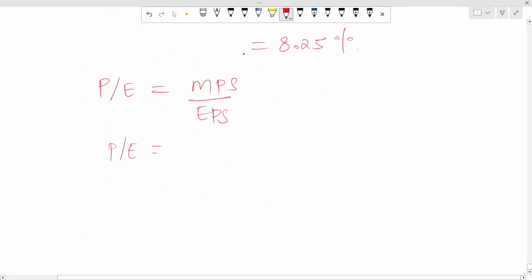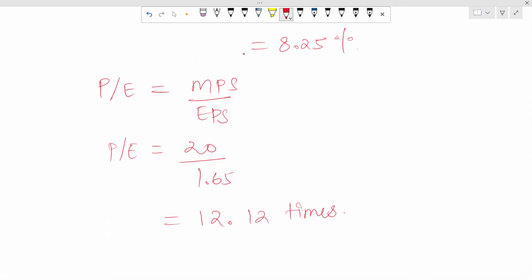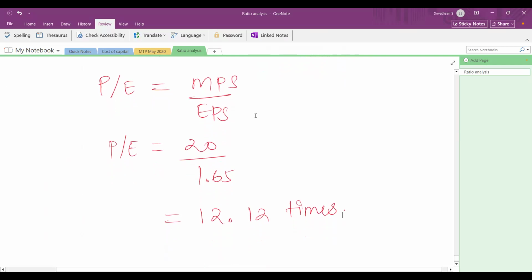Price to earnings is just 1 divided by the earnings yield. So 20 by 1.65, how much do we get? 12.12 times. Clear? Did everyone get these answers? Any doubt in this? Clear? So let's move to the next question.